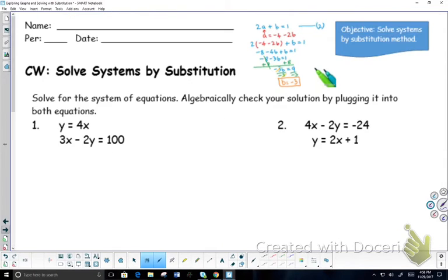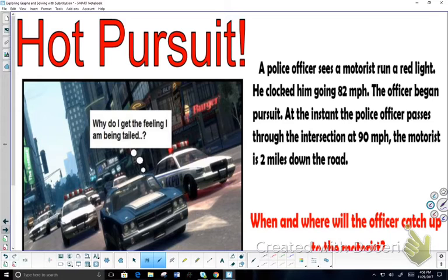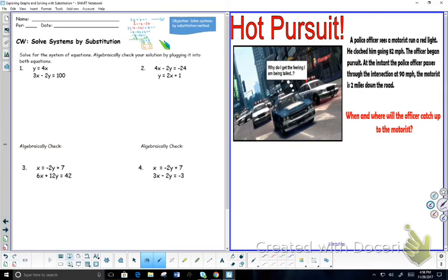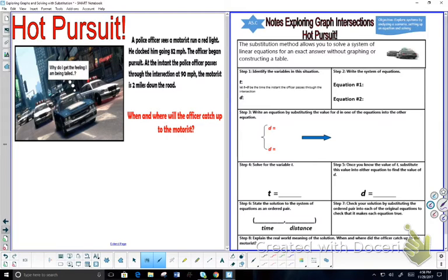So let's bounce forward to our hot pursuit. We have a police officer, and he is chasing a speeder. A motorist has run a red light and is speeding, going 82 miles per hour. Okay? We need to, one, write the equations for this, but to do this, you really want to understand what your variables are. So first we're going to identify time. Well, time is going to be represented by hours because it's talking about miles per hour. So we've got time in hours. Then we've got distance. Well, d is going to be your distance in miles.